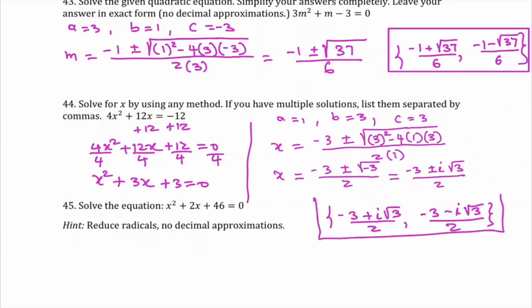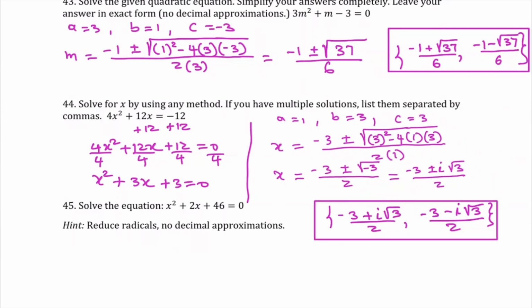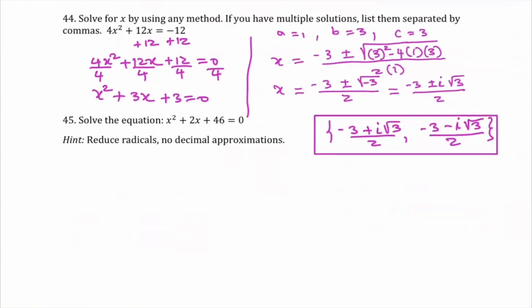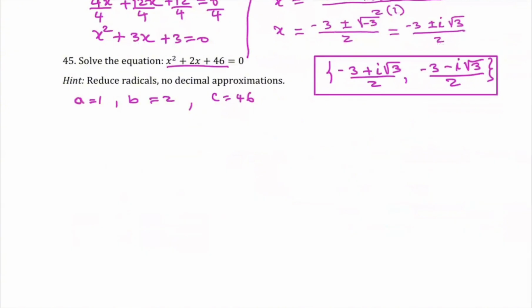And then finally, we got A equals 1 for this, B equals 2, C equals 46. X equals negative B, so negative 2, plus minus square root of 2 squared minus 4AC, right? A equals 1.